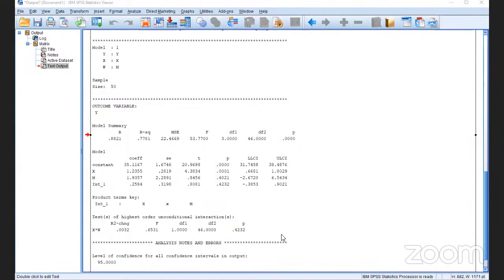Repeat, how to install the PROCESS 3.3 plugin? Okay, I will repeat it. Okay, no problem.